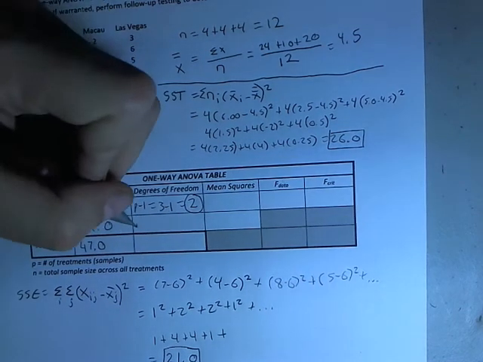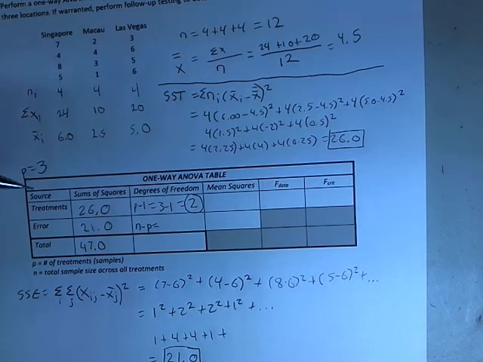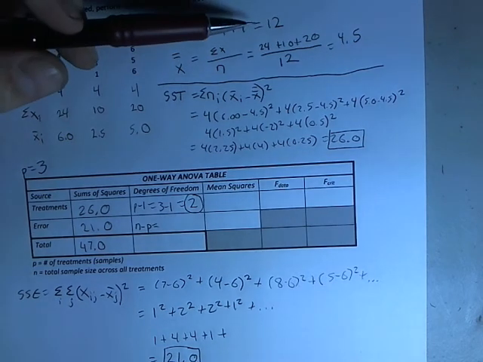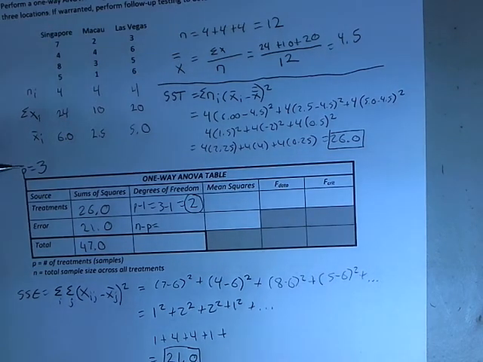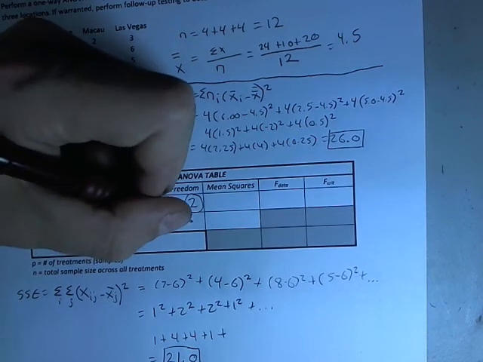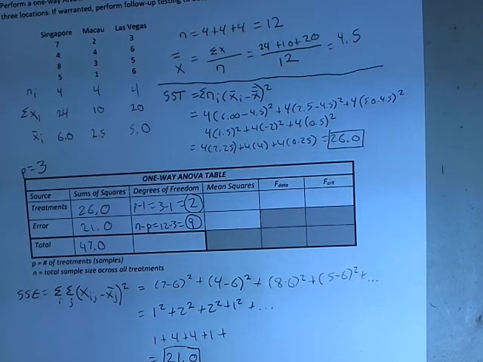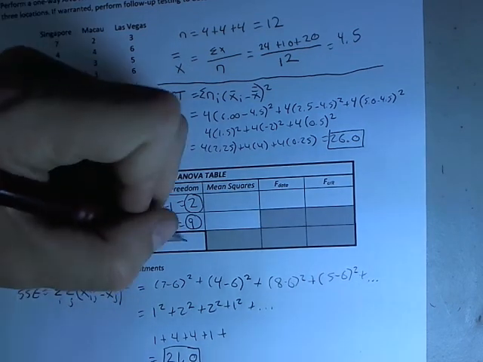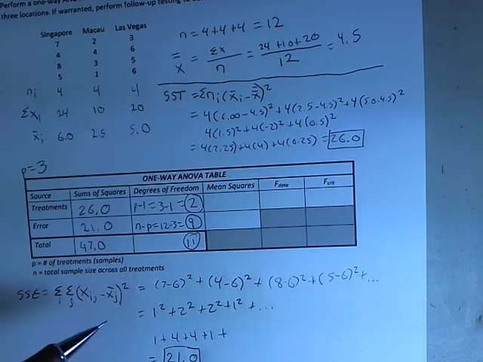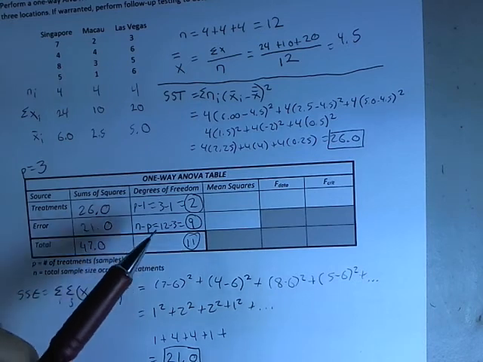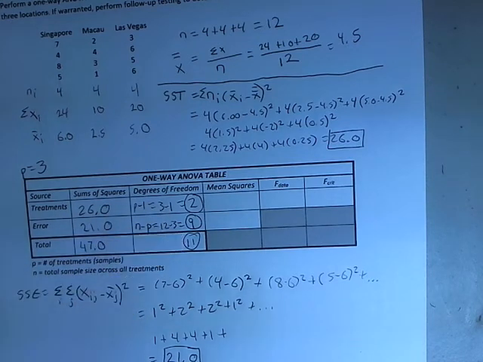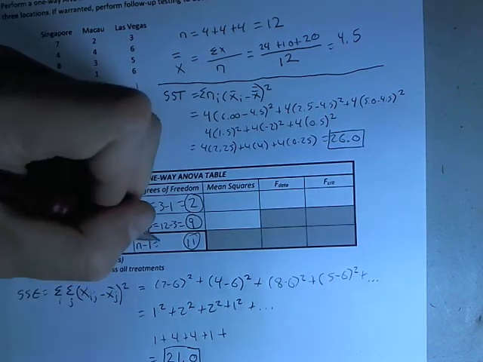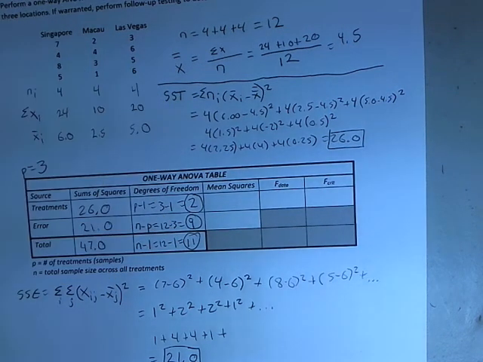For the degrees of freedom error, we want to take N minus P, so N, as we calculated up top, was 12, minus P, which is 3, 12 minus 3 is equal to 9. The total degrees of freedom will be the sum of the degrees of freedom treatment and error. Also, we could describe it formulaically as N minus 1. So 12 minus 1 is 11, and that completes our degrees of freedom column.